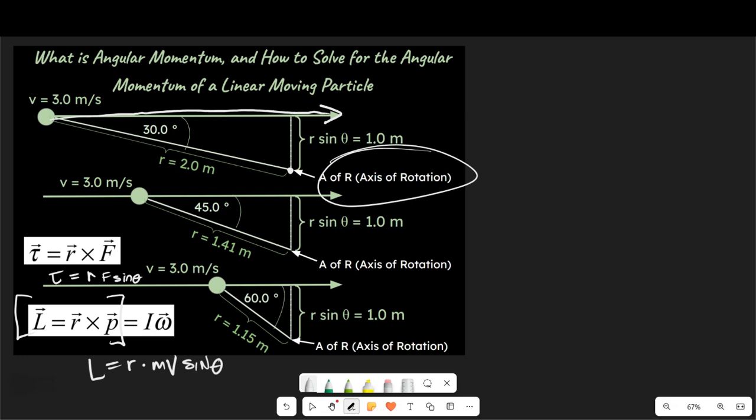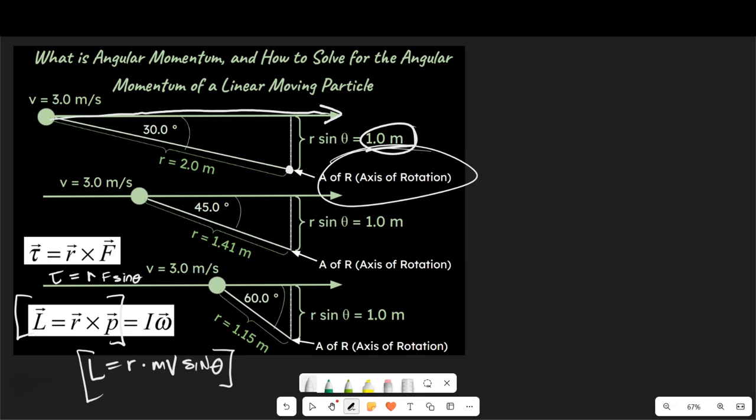So we have our arbitrary axis of rotation, and one way to calculate angular momentum is the radius times the linear momentum, which in this case would be mv, times the sine of theta, because that gives us the cross product component that we're looking for. If you do that, it turns out that this is 1 meter, the way I have it set up here.